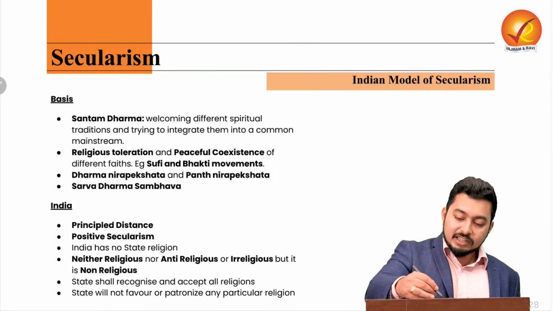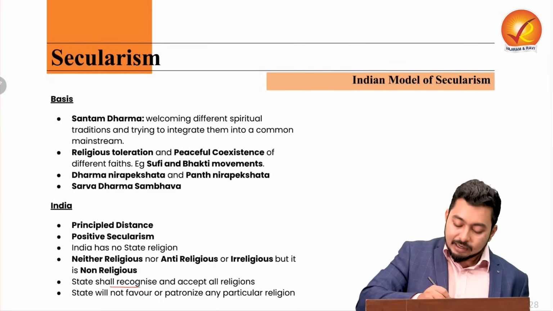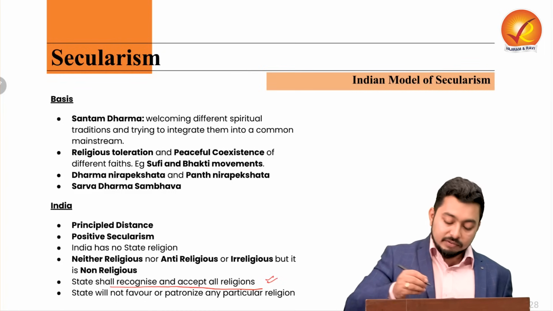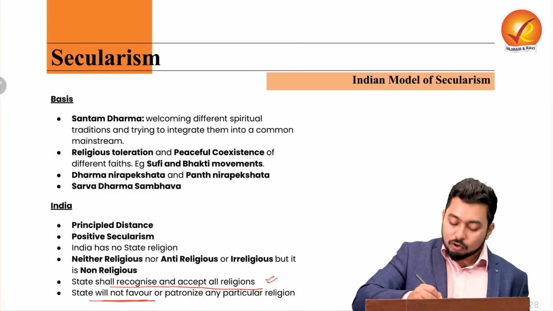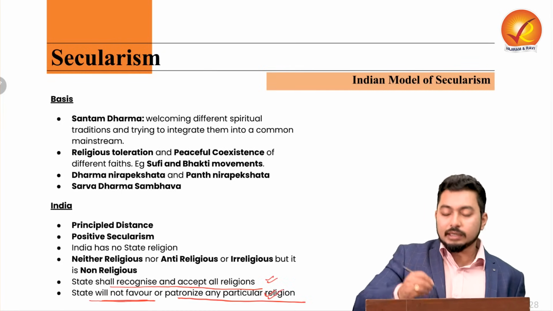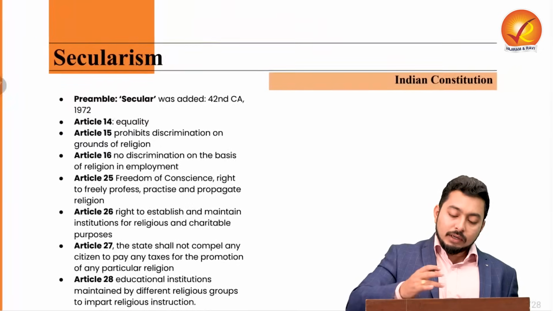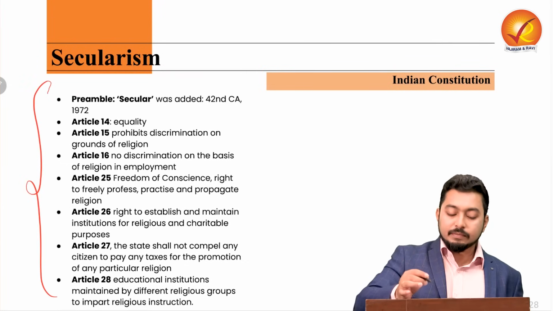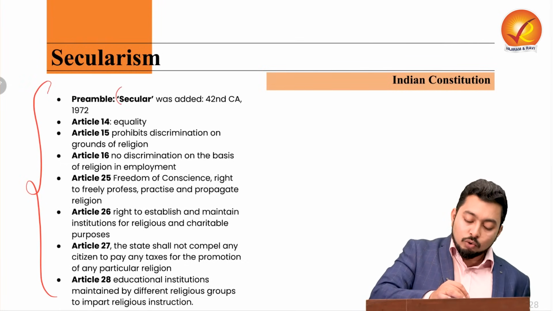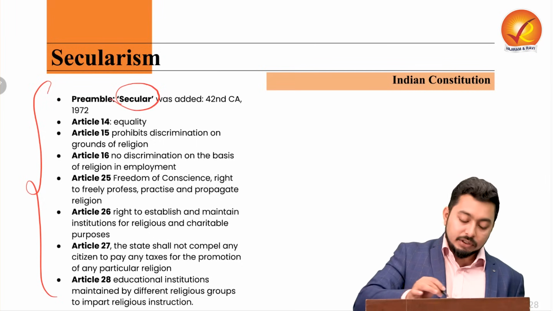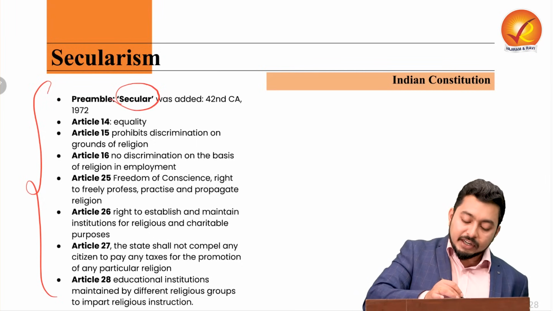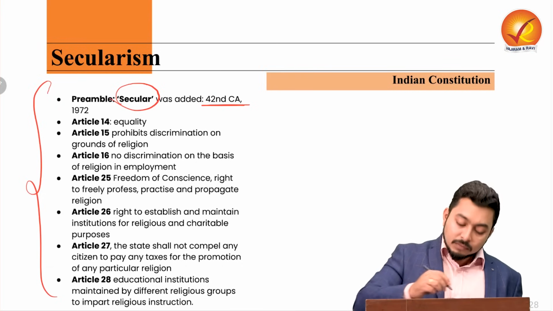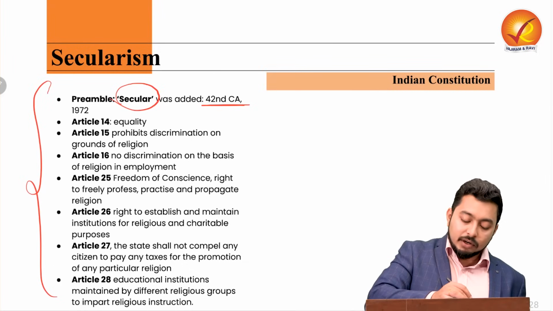Now, what will state do? So state shall recognize and accept all religions. So all paths, sarv dharm sambhav. And state will not favor or patronize any particular religion. Now, let's look at the constitutional articles where we can find secularism. So we do not find the word secular in the constitution, and it was only included in the preamble in 1972 with the 42nd constitutional amendment. But the wisdom of secularism is there.